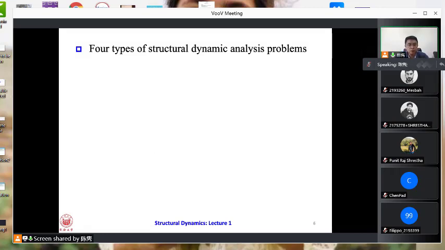There are four types of structural dynamics analysis problems. Because we discuss dynamic analysis, we need to know the types. The first type we call the direct structural analysis problem.